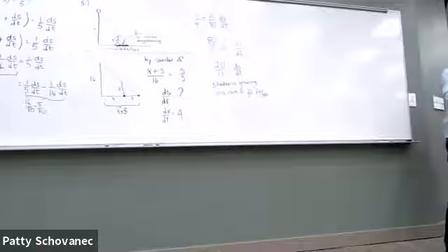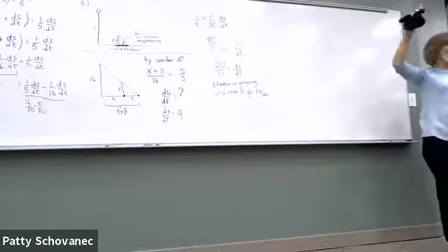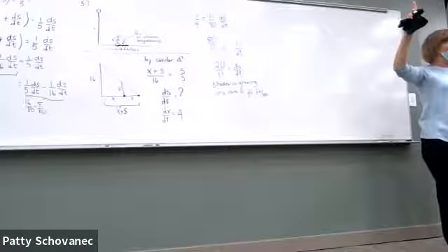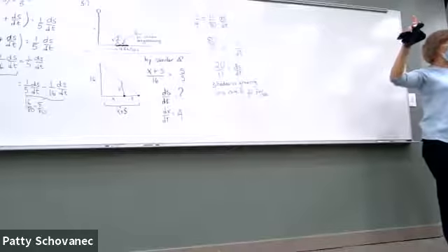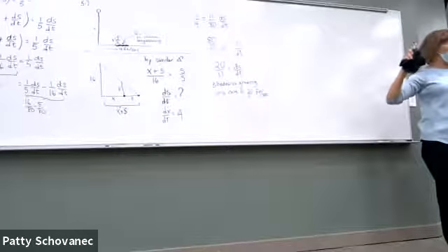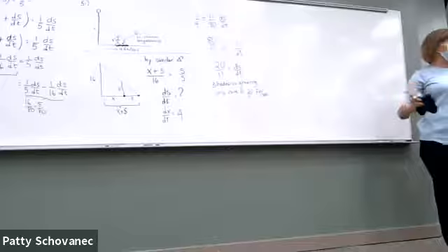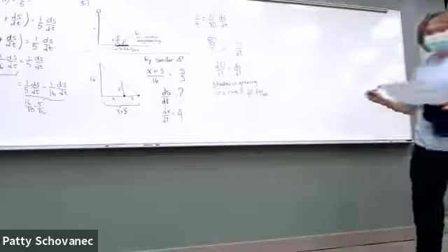A balloon is rising vertically from a point that's 200 meters from the observer. The angle of elevation between the observer and the balloon is increasing by pi/200 radians per second when the angle of elevation is pi/4. How fast is the balloon rising at this time?